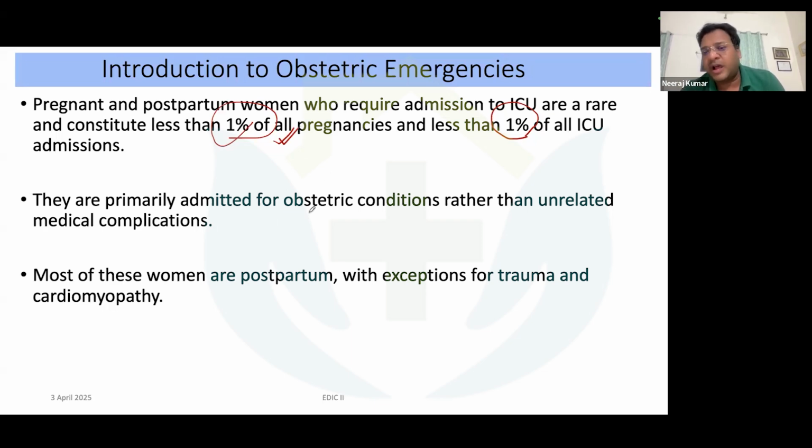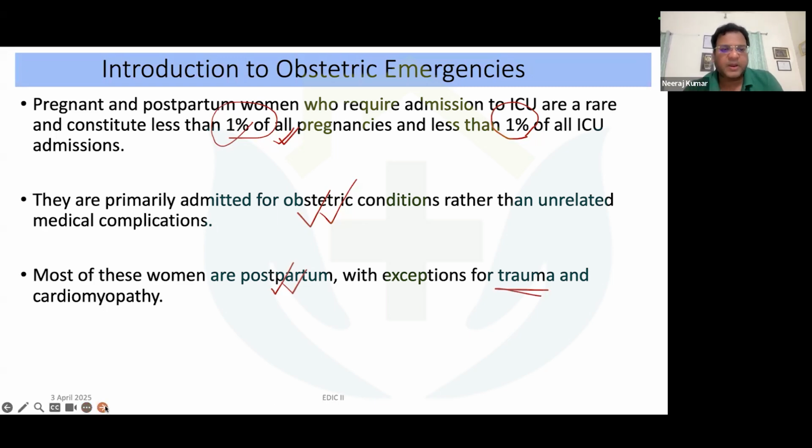If you ask me the primary cause of these admissions, it is obstetric conditions rather than unrelated medical complications. That's why many of these women have problems in the postpartum period. The exceptions are trauma and cardiomyopathy, which don't happen only in the postpartum period. They can happen in any part of the pregnancy interval.